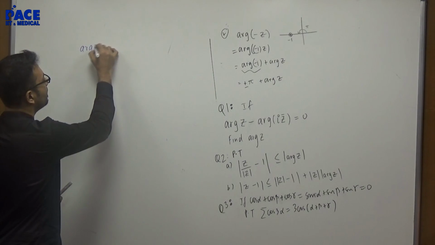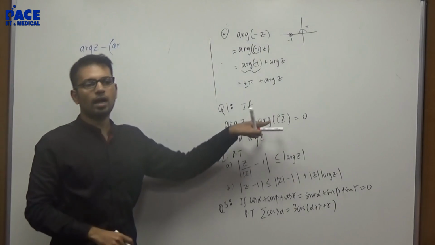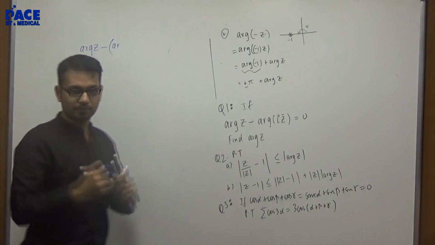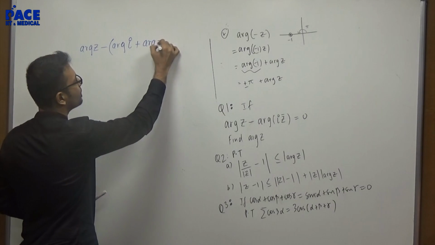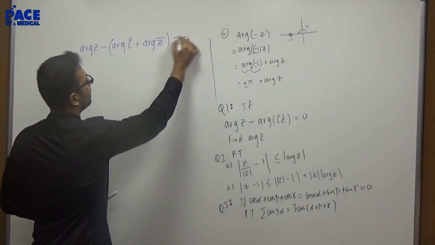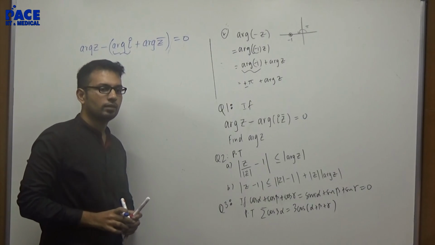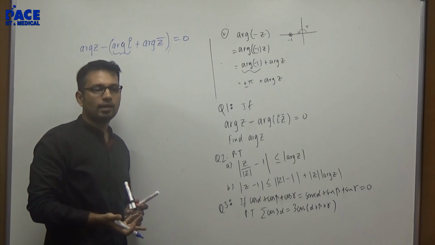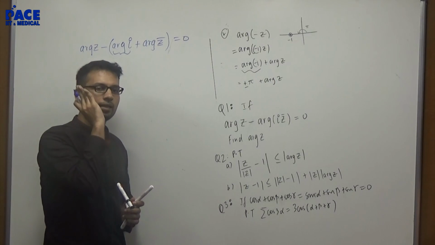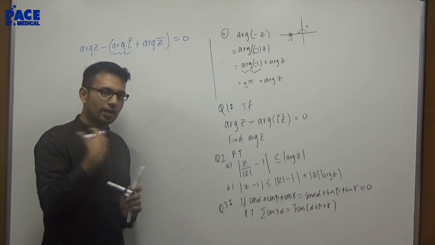arg z, this arg behaves like log, तो उसको split करो. arg of iota plus argument of z bar. Now what is argument of iota? अच्छा, argument क्या होता है? कोई भी complex number है, it's basically the position vector of that point. So argument क्या देता है?